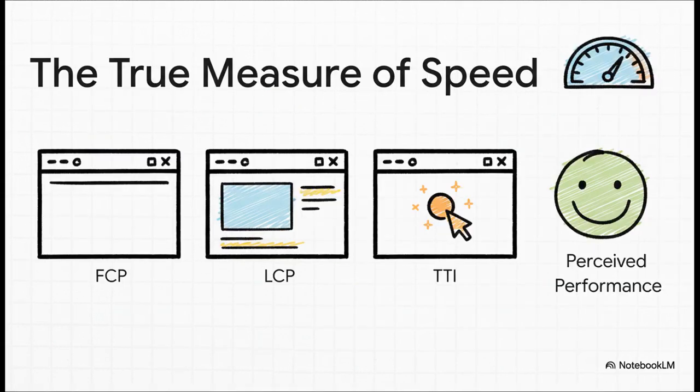So how do we even measure what fast is? It's not just about one single number. It's about what the user feels. And that's where these key metrics come into play. You've got first contentful paint. That's that initial sigh of relief when something finally appears on the blank screen.